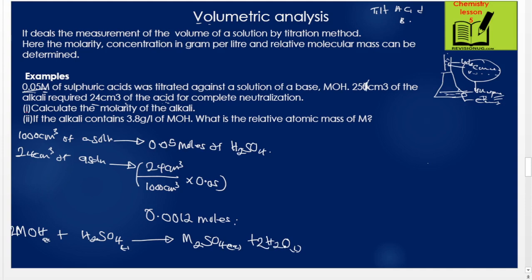Then there are going to be 6 oxygens, 4 hydrogens, and 1 sulfur on each side. So the equation is now doing what? Balancing. After balancing the equation, we are now going to use what we call mole ratio.